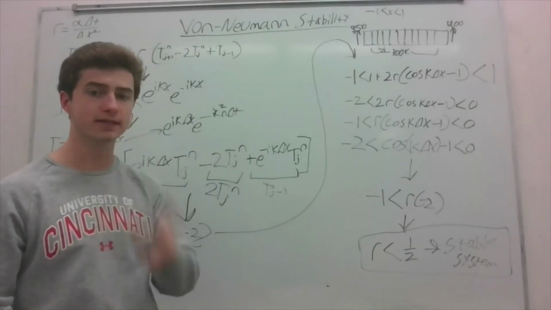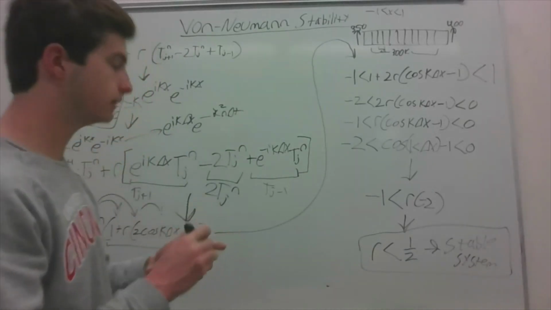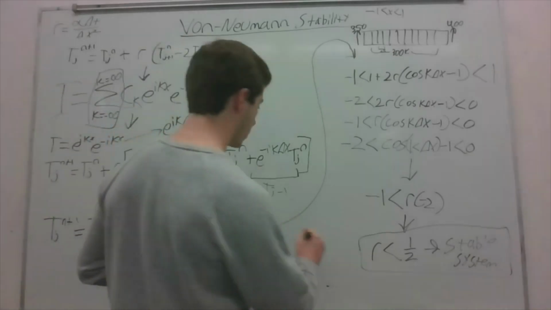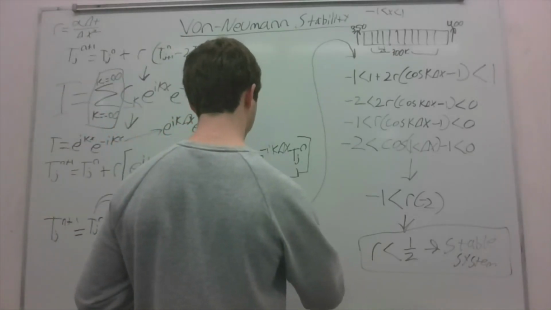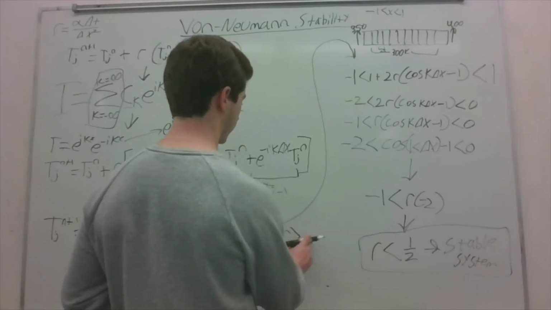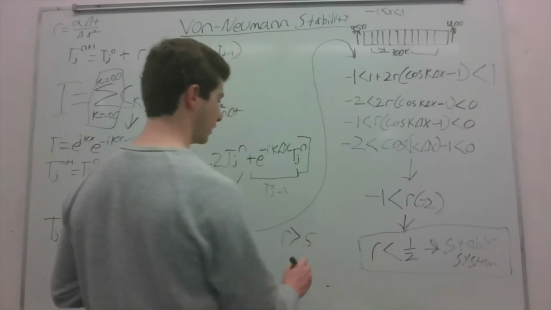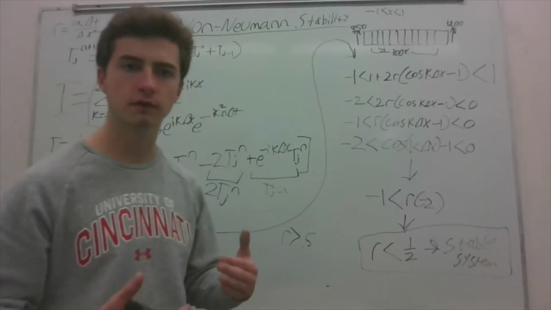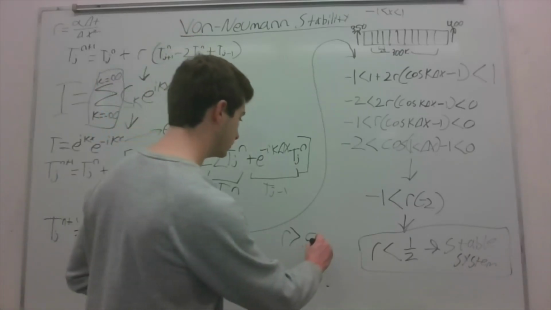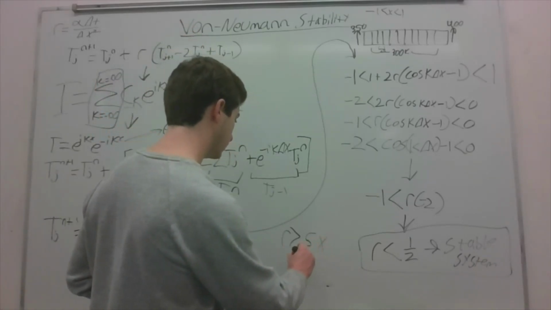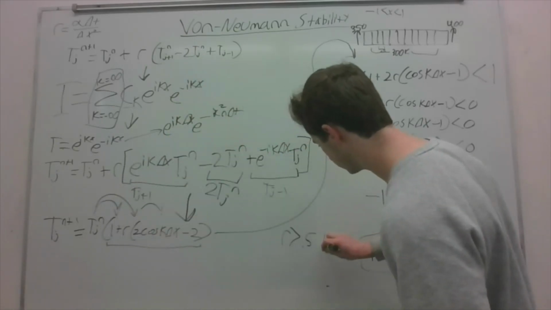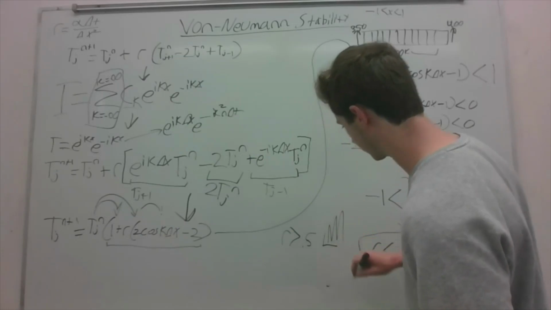Well, does this make sense for what we did in the Python tutorial? Let's think. When R was greater than 0.5, I believe we set it to even 0.55. The graph was oscillating and unstable. Now, when we set it to say 0.1, let's write this graph out. It was oscillating like that.